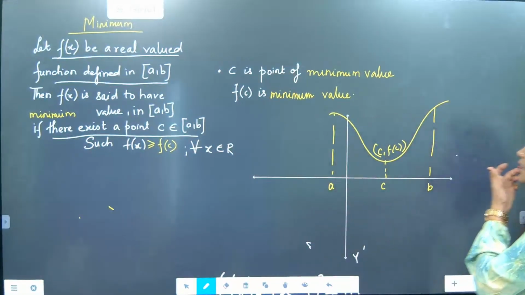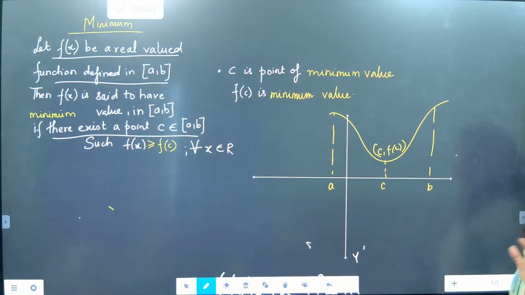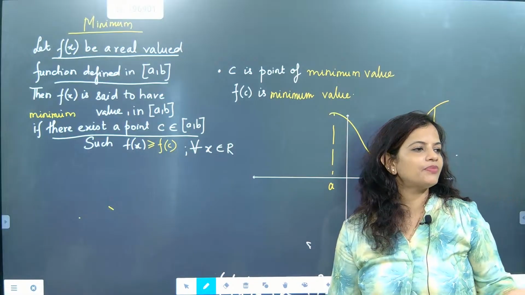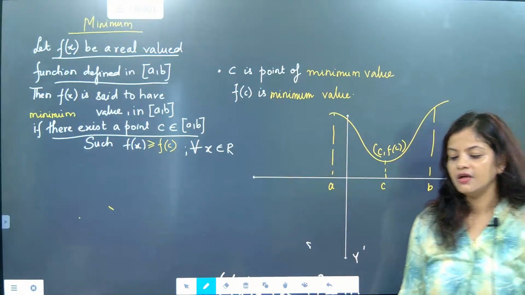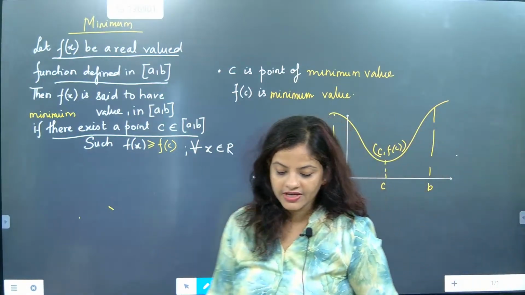Now after this, what we are going to do is take one example here. Without an example, how can we get a minimum value? So let's take one example.